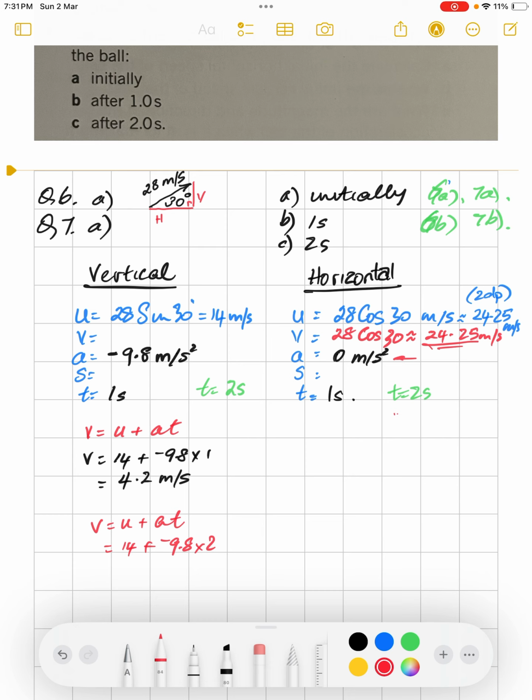Now we are going to assume that it's going to be able to keep flying, so it doesn't hit the ground. We're not assuming that it's going to hit the ground here. So it's 14 and then 9.8 times 2 seconds, so it's down. Now it's got a negative velocity, so it's going down at 5.6 meters per second.